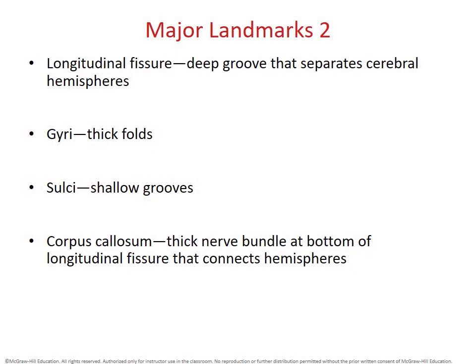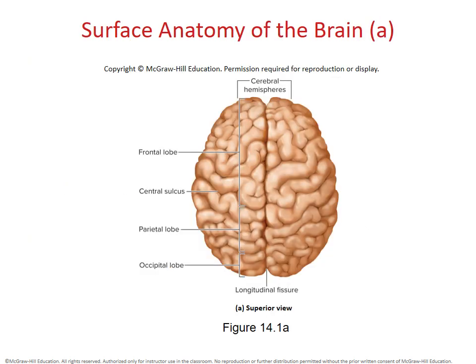Again, we've already talked about the gyri, sulci, and fissures that are very characteristic in terms of surface anatomy. As I said earlier, if you looked at the brain from the top, you'd clearly see that the cerebrum is organized into two hemispheres, and here's the longitudinal fissure that I was referring to earlier.